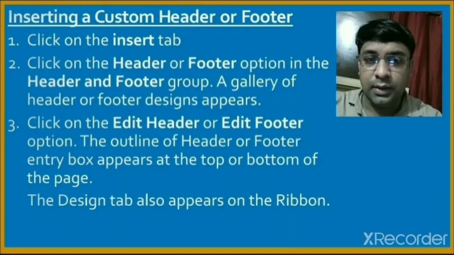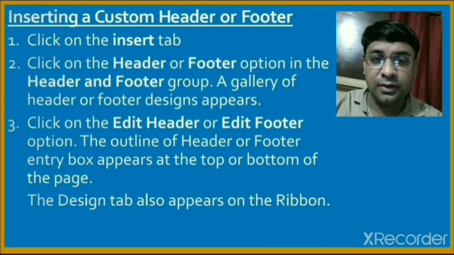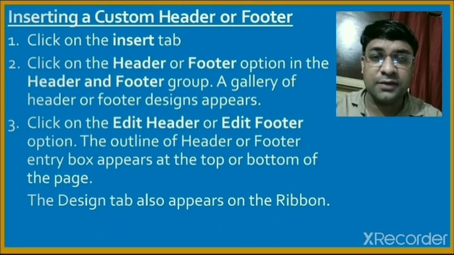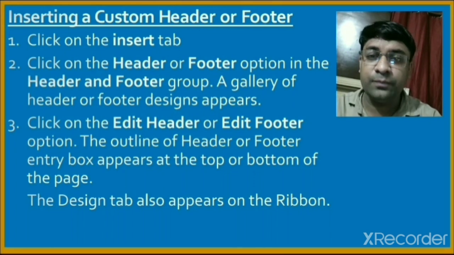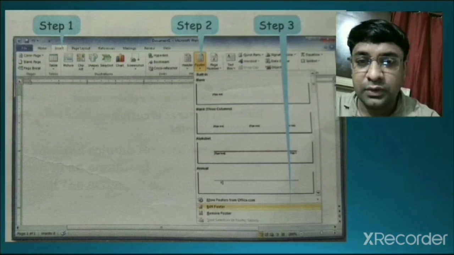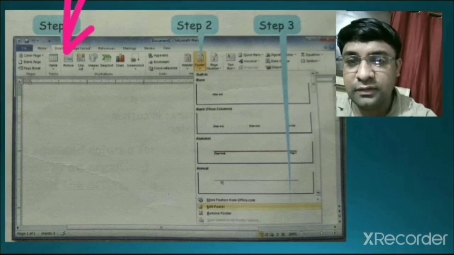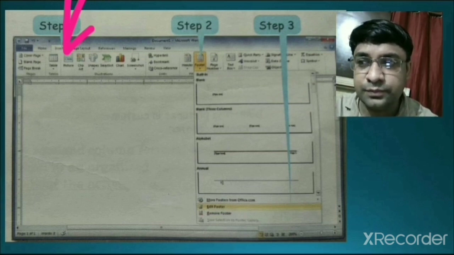After knowing the process of inserting a predefined header or footer, we will learn how we can insert a custom header or footer in our document. So follow the given steps. First step is click on the Insert tab. You can see that in the diagram. You have to click on the Insert tab. When you click on the Insert tab, all the options related to the Insert tab will be displayed.